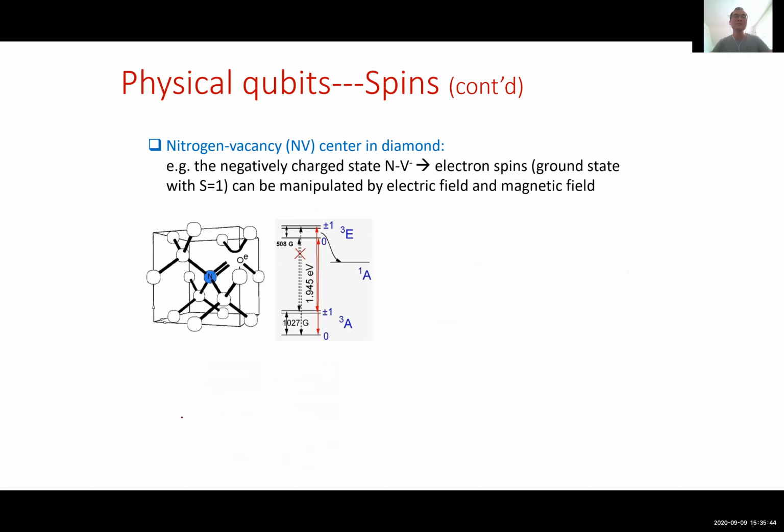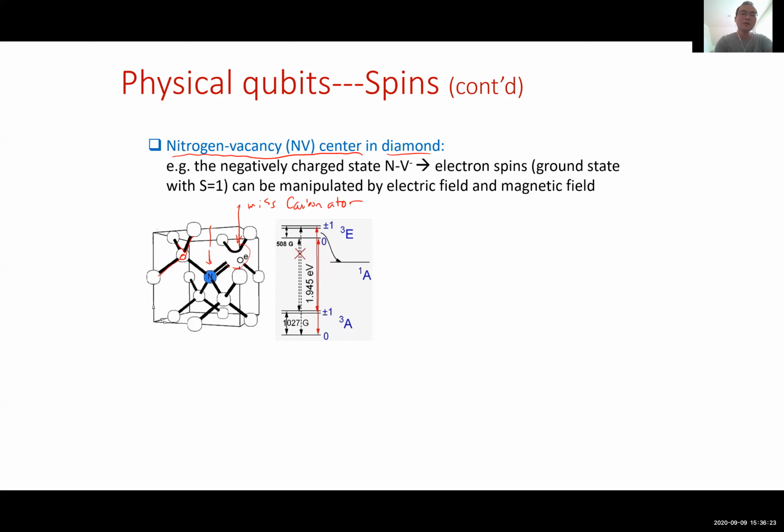Another candidate that is very popular these days is the nitrogen vacancy center in diamond. What this is, in diamond, each carbon has 4 neighbors, but at some point you will miss one carbon atom. And nearby, you would have a nitrogen atom to replace carbon.